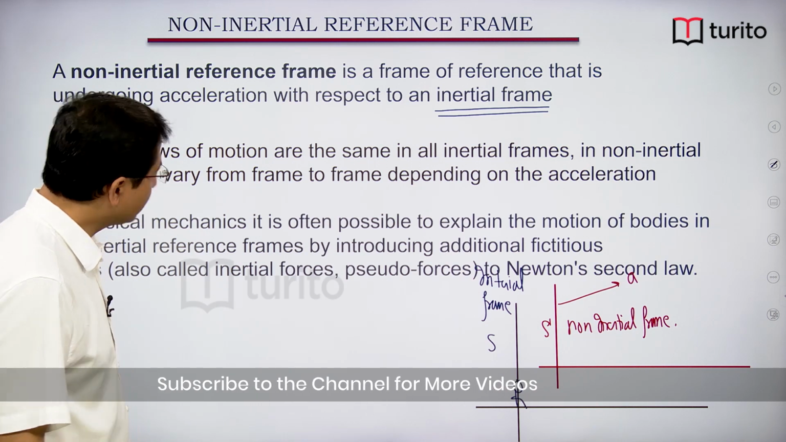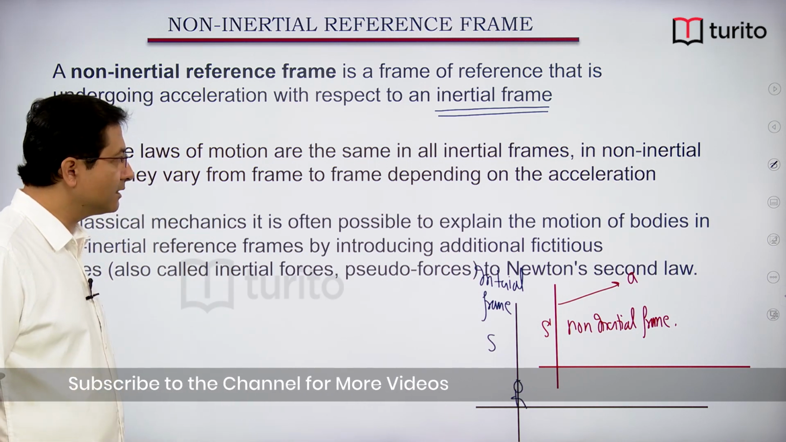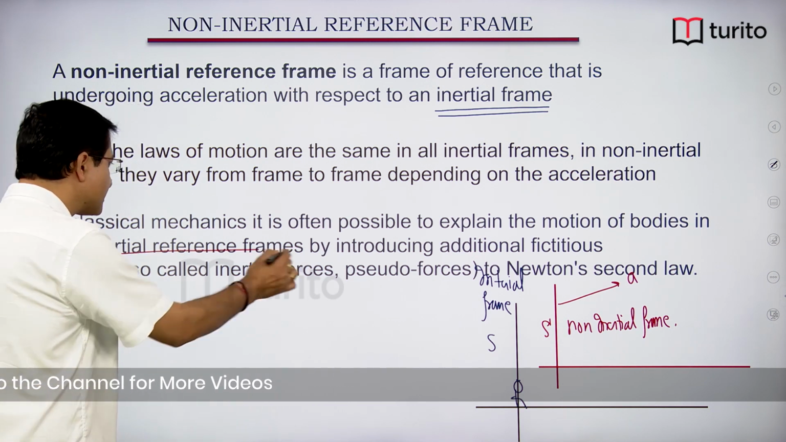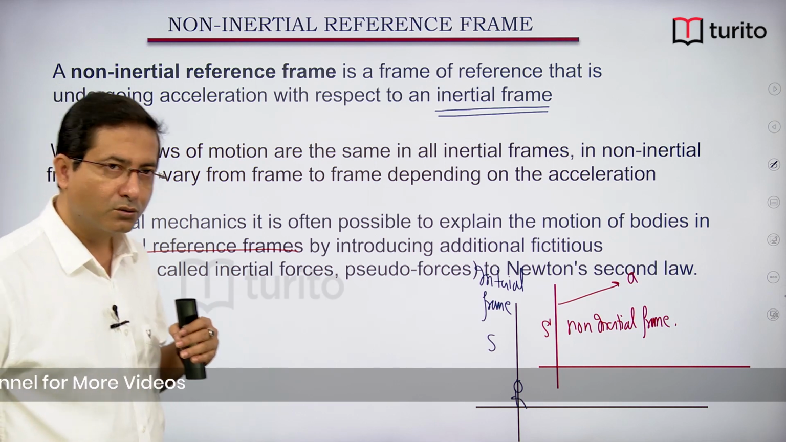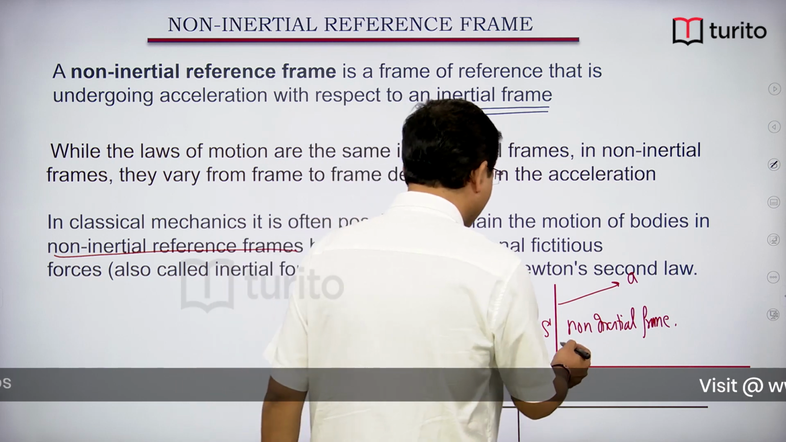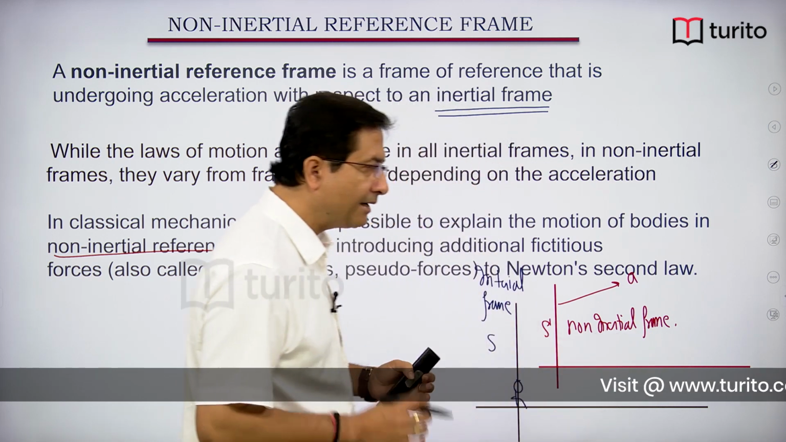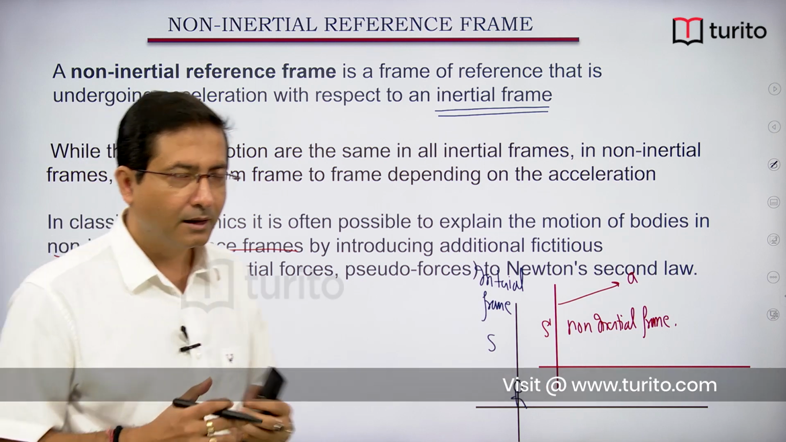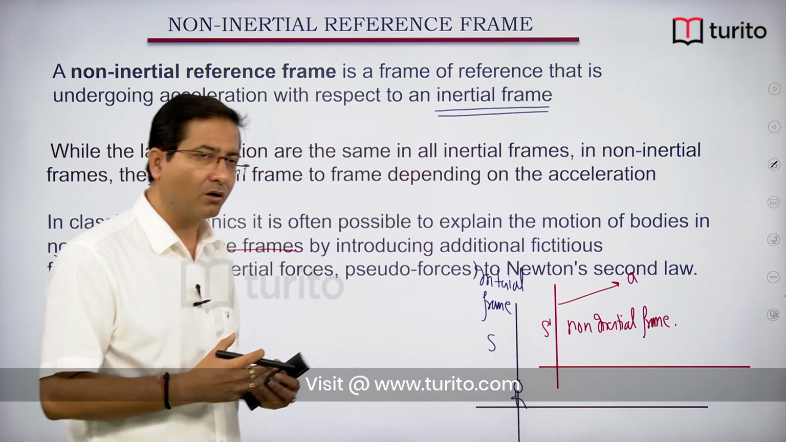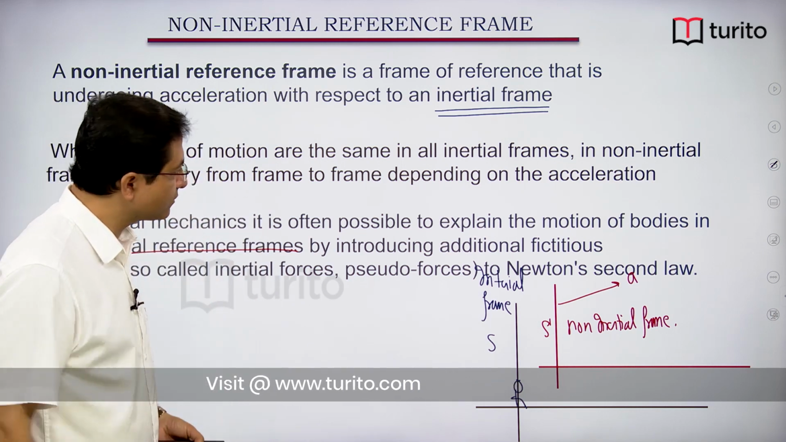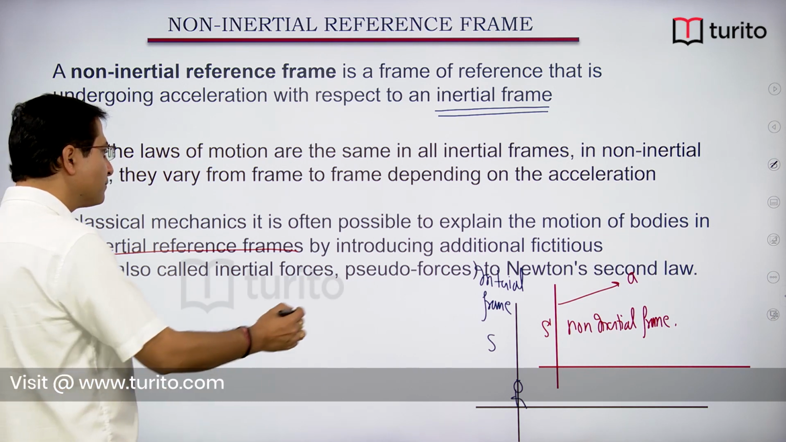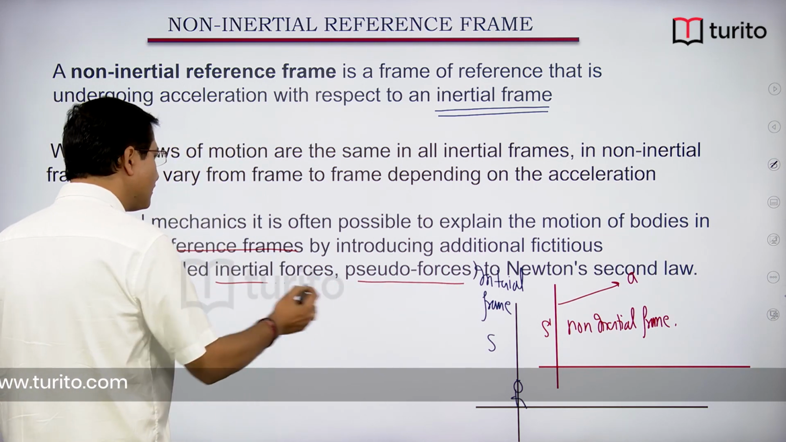Now, another point: in classical mechanics it is often possible to explain the motion of a body in a non-inertial frame of reference. So if I want to observe the motion of the body with respect to this non-inertial frame, I need to do a small adjustment. That adjustment will have the unit of force, that is why it is called fictitious force or pseudo force. So, by introducing an additional fictitious force, also called pseudo force or inertial force.